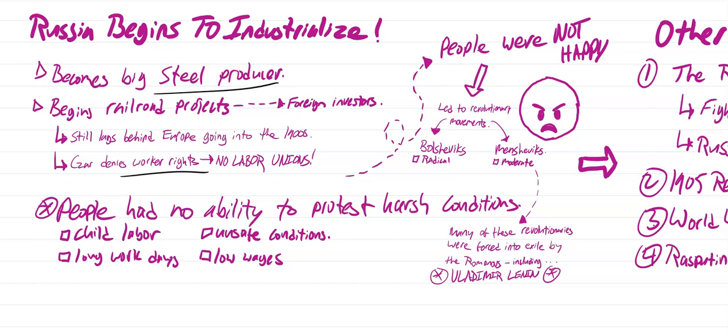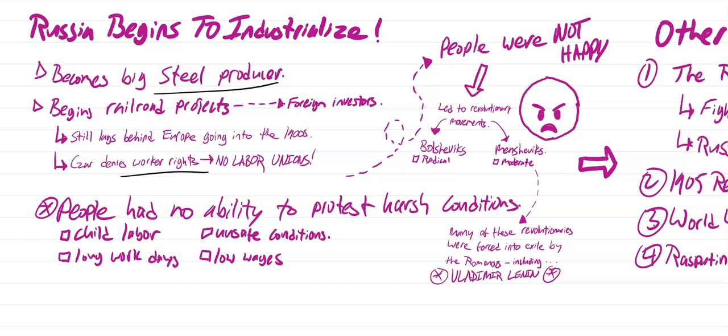People had no ability, however, to protest the harsh conditions because they were shut down. So child labor persisted, long work days persisted, unsafe conditions and low wages were something that they would have to continue to deal with until they were able to do something about it. So people were not happy.